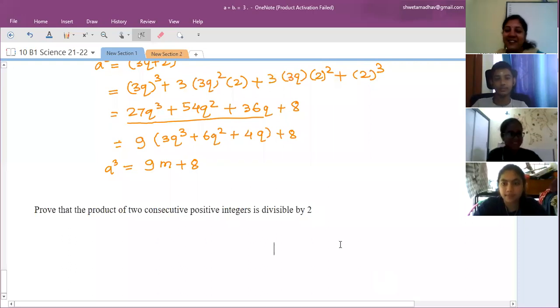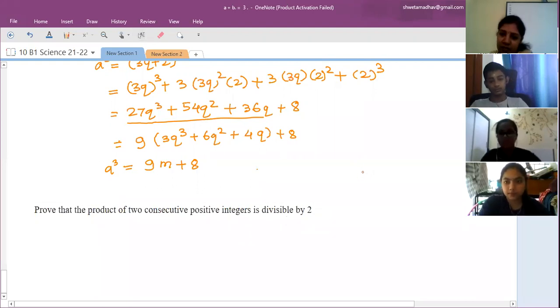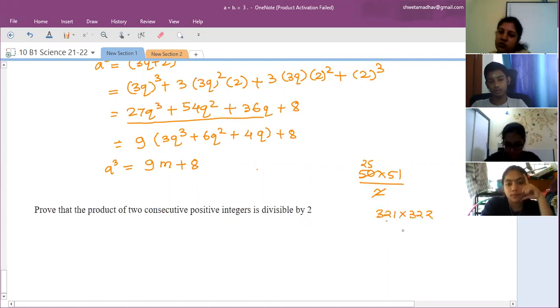Okay. So if you take any two consecutive numbers, now here the product. Suppose we take 50 and 51. The product of this is divisible by 2 completely. Yes, ma'am. This is because one of the numbers is always divisible by 2. Take 321 and the next one is 322. Can we divide by 2? Yes, it is 161. So 322 is an even number, so it will always be divisible.